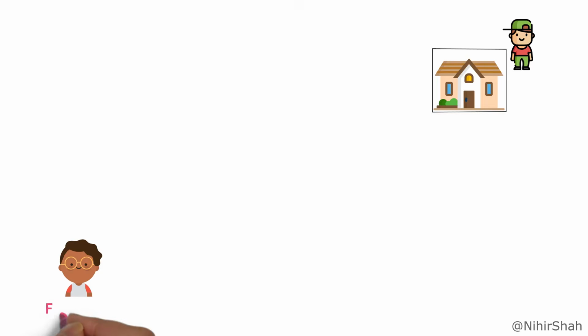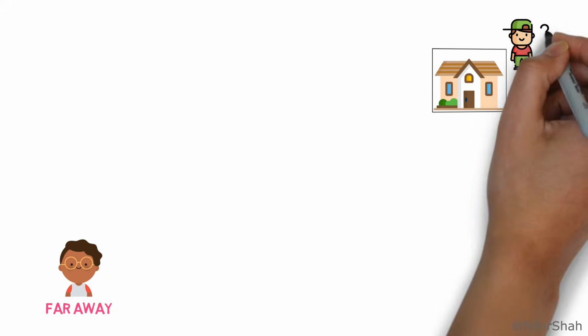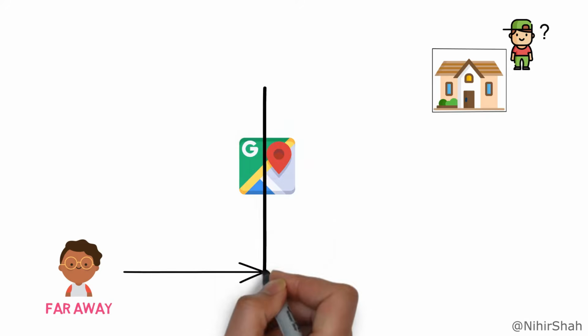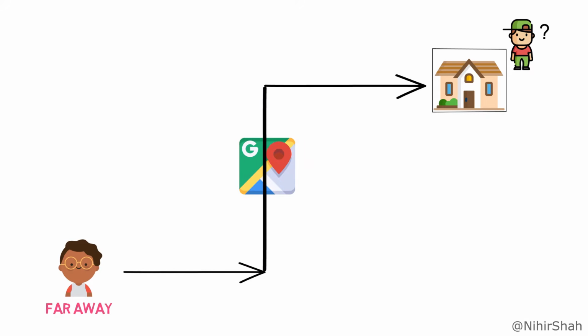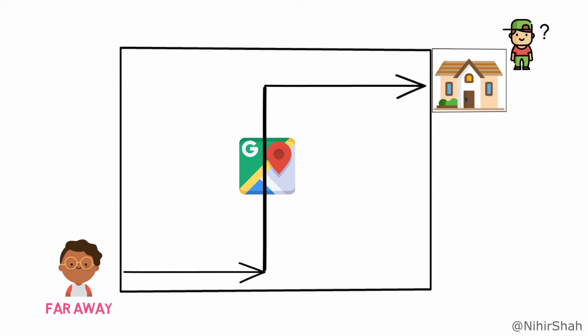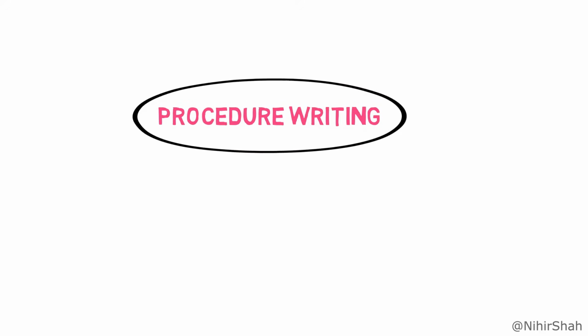Suppose one of your new friends wants to come to your home for the first time and he is coming from a far away place. What can you do to ensure that he reaches your home easily? You can share with them the Google Maps location, which provides a step-by-step way for them to find your home, right? This is nothing but a procedure to reach your home. And in this video, we will explore the art of procedure writing in detail.